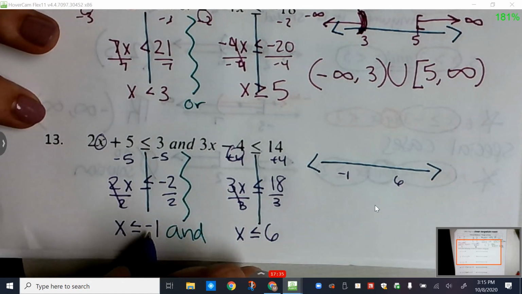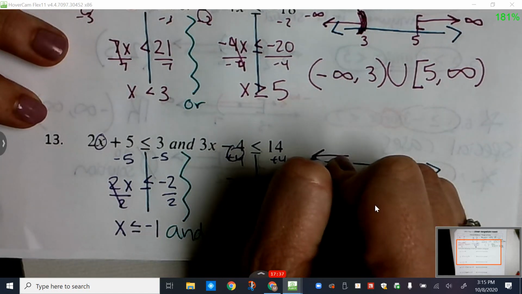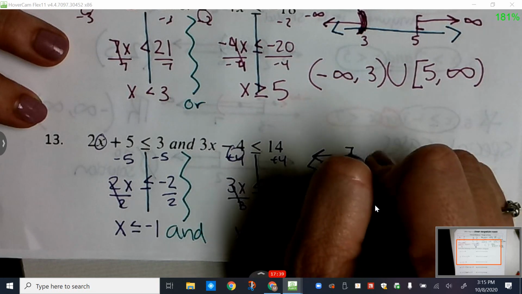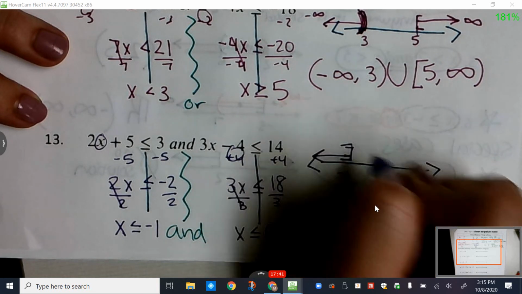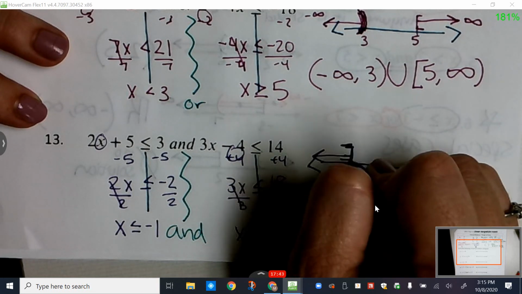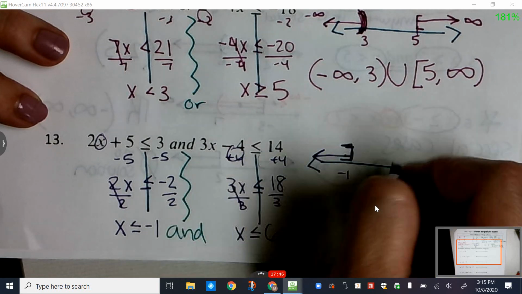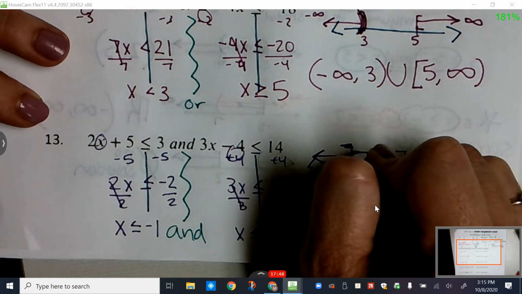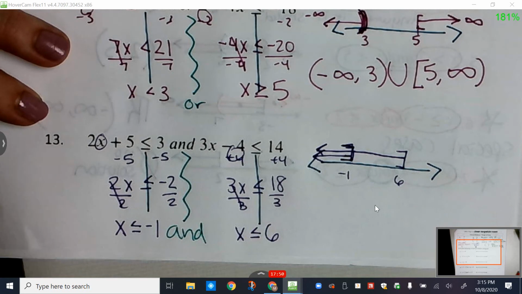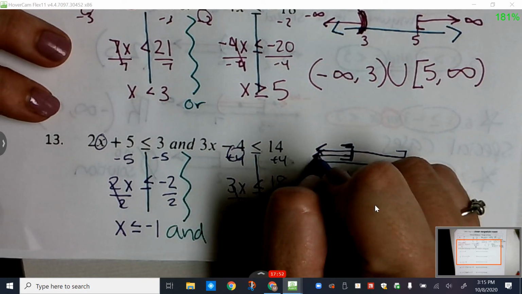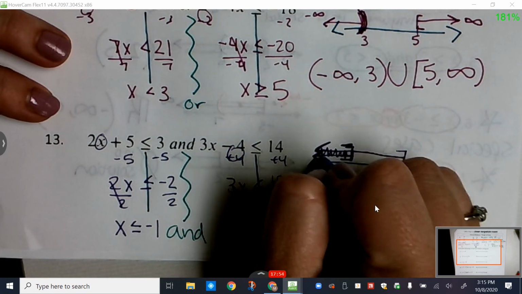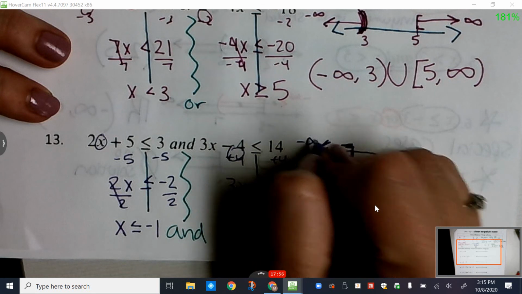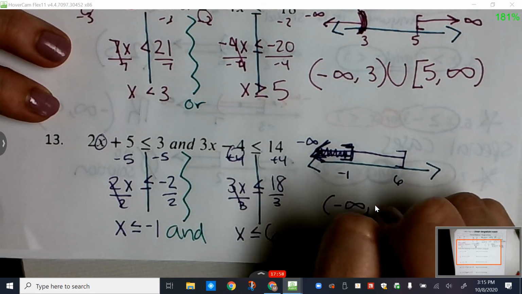X is less than or equal to negative 1. Less than or equal to goes to the left. Equal to has a bracket. Okay, x is less than or equal to 6. Well, weird, they go in the same direction. Are they ever double shaded? Well, yeah, they're double shaded here, and they go to the left forever, which means negative infinity to negative 1.